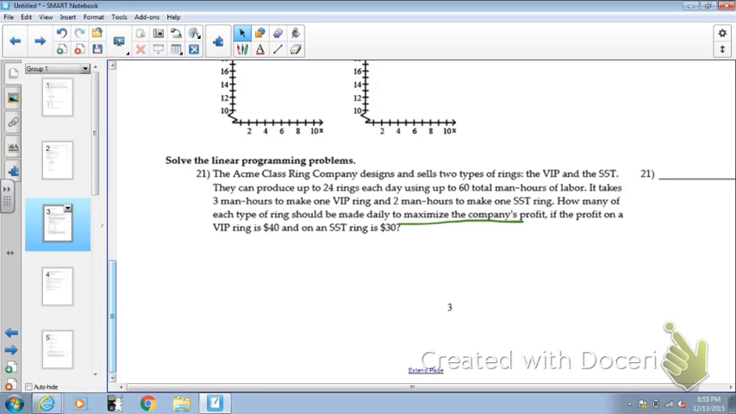I'm not going to do this whole thing for you, but I will help you get it set up. We're going to maximize. I'm going to let X equal the VIP ring and Y equal the SST ring. And so my maximum function is going to be 40X, because it's $40 for the VIP, plus 30Y for the SST. So that's my max, my optimum function.